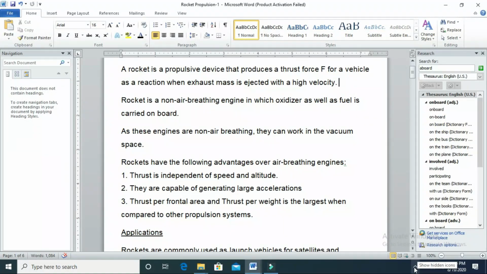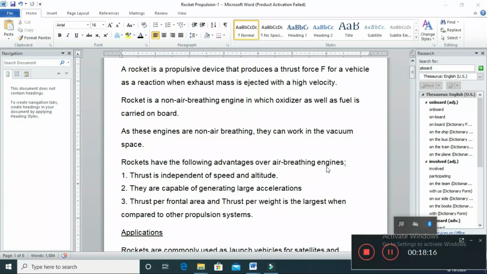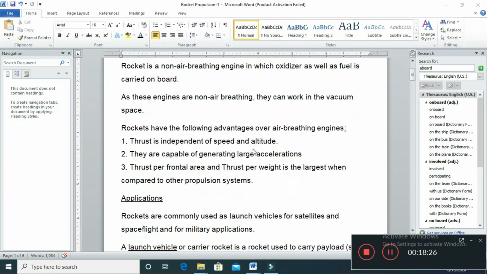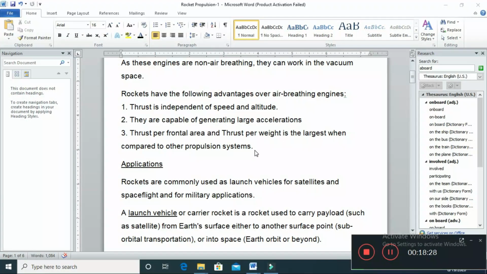So in case of rocket, the oxidizer as well as the fuel, both are inside the rocket region, both are on board, and as they are non-air breathing, they can operate in vacuum space. When compared to the air breathing engines, we can list a few advantages.